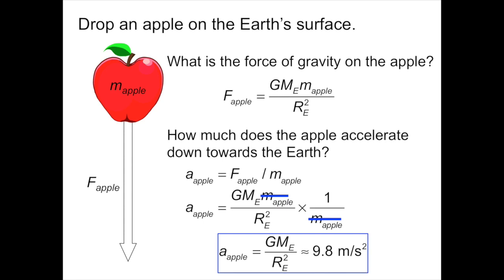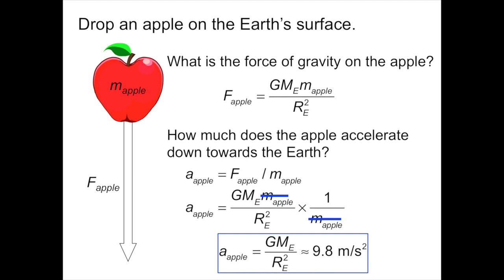If I put in numbers for the gravitational constant, the mass of the Earth, and the radius of the Earth squared, I can compute that the apple's acceleration should be 9.8 meters per second squared. The second squared is just a shorthand way of saying per second. What this means is, as an apple falls, for every second that it falls, its speed gets faster by 9.8 meters per second. It starts out at 0 when I release the apple.